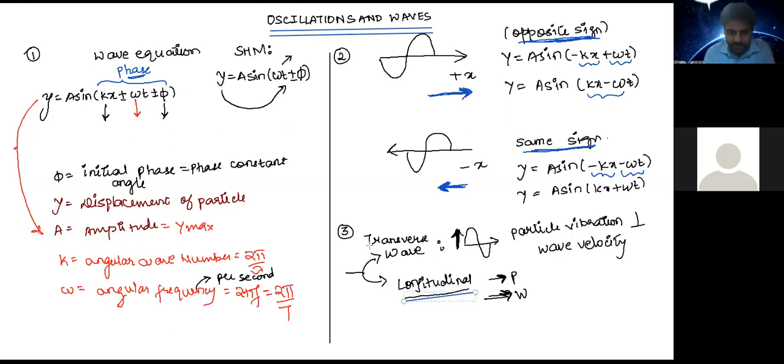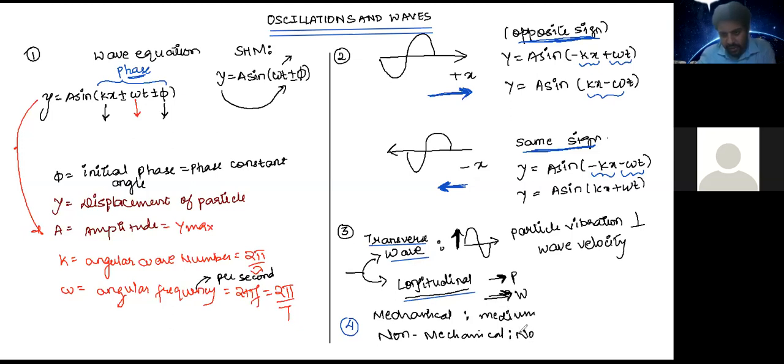Okay, what next? What kind of waves did we read? Mechanical and non-mechanical, right? What is a mechanical wave? Mechanical waves require a medium for their traveling, whereas non-mechanical waves do not require a medium, right? Can you give an example of each of them?